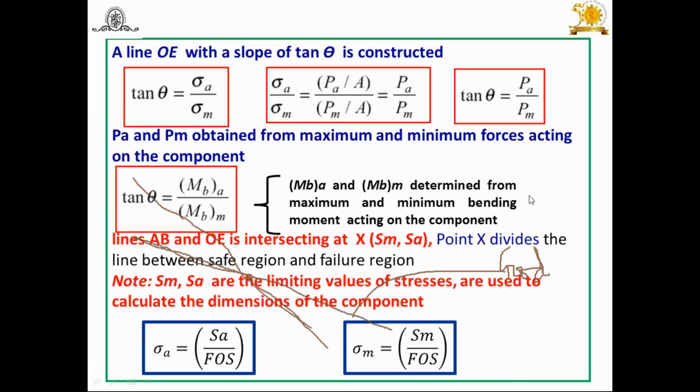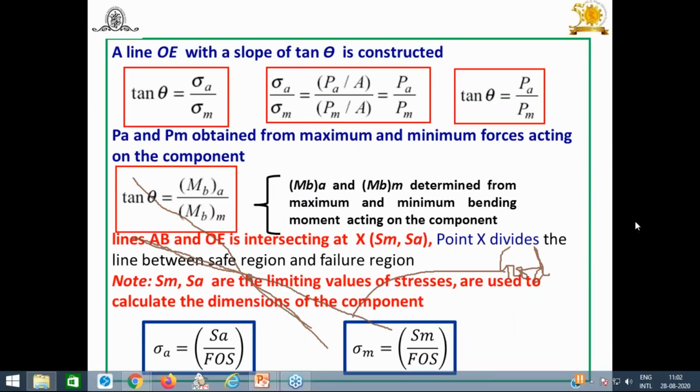Look at this here. First of all, I have to erase all the points. Yes, I would like to explain. To construct the OE line with slope theta, tan theta equals sigma A by sigma M. It's a slope tan theta. Then sigma A means force upon area, you can put PA upon A, and sigma M means PM by A. PM means mean stress, mean load. PA means amplitude of the load. You can use the same expression to find PM and PA, and the area gets cancelled. Sigma A by sigma M, you will get PA by PM. That's why tan theta is equal to PA by PM.